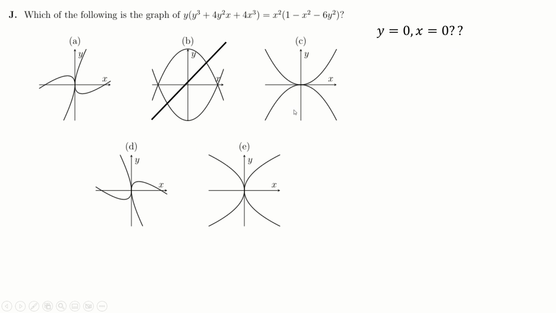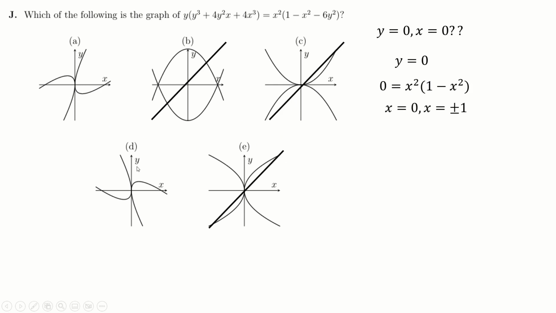The difference between these four graphs is that these two have more roots than these two. So let's just try y equals 0. We'll get 0 equals x squared into 1 minus x squared minus 0, and so we have roots at x equals 0 or x equals plus or minus 1. So we can discount these graphs as well. So we're down to these two.